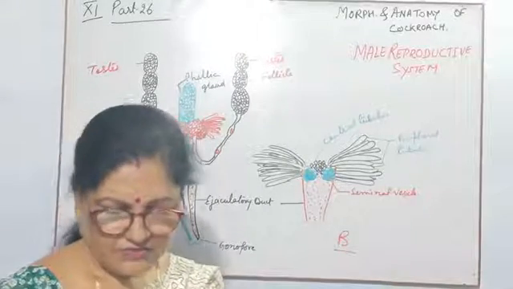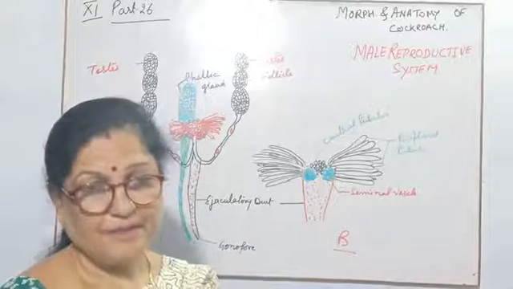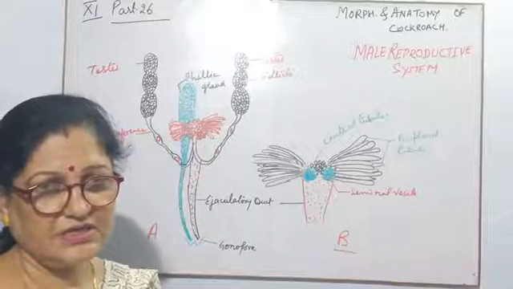So children, for today it is over. This is the male reproductive system of the cockroach.